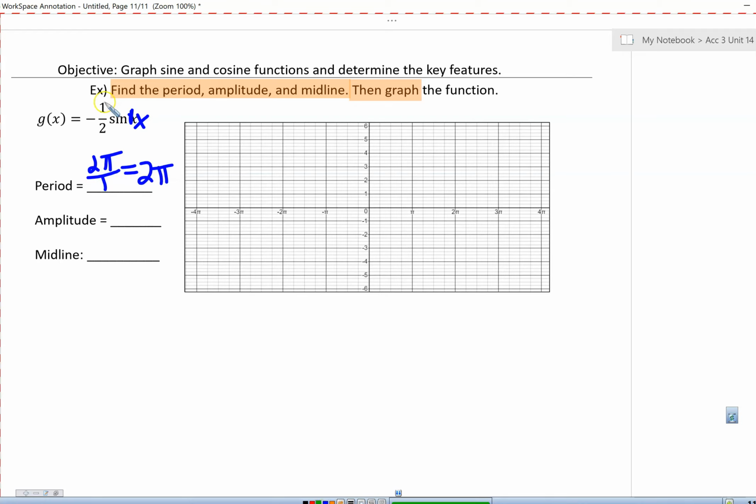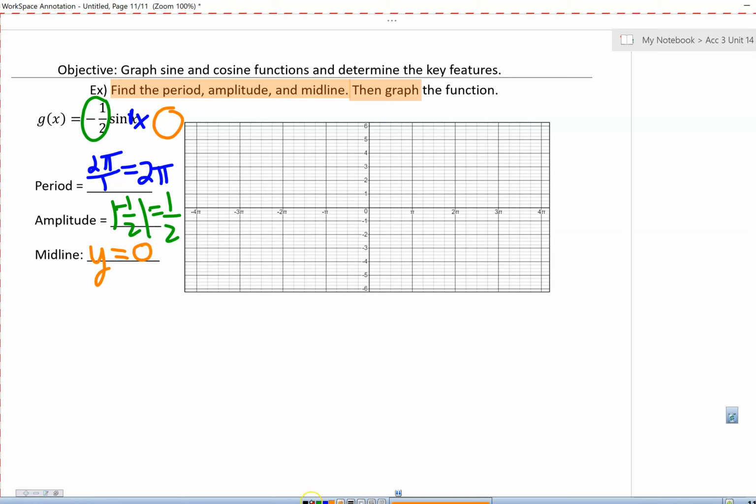For the amplitude, we would take the absolute value of our a. So the absolute value of -1/2, which would be 1/2. And that means from our midline to a maximum will be a 1/2 a unit, and from our midline to a minimum will be 1/2 a unit. And then our midline is y equals k, and k in this case is 0, because we don't have any factor added or subtracted from our sine function. So we get y equals 0, which is our x-axis.